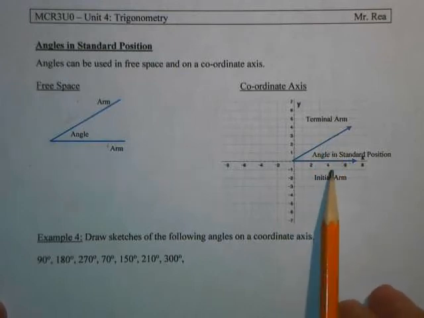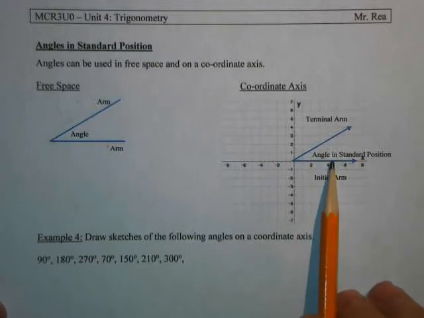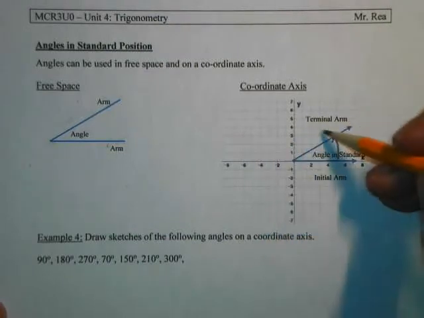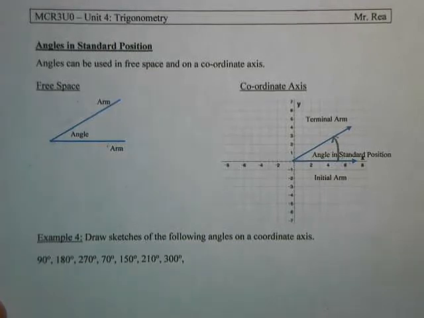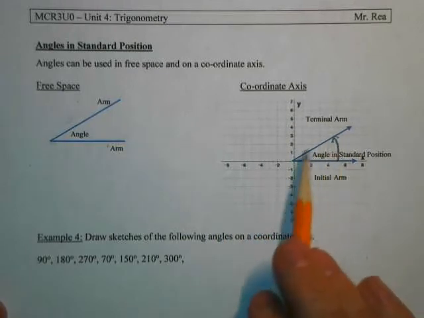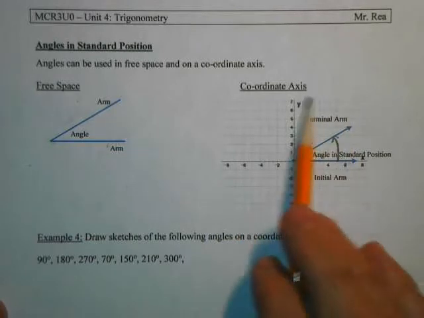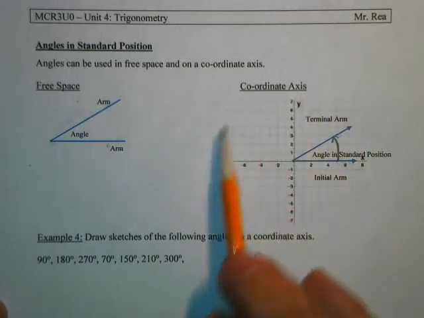So initial arm, terminal arm: this is the beginning, this is the end. We always start measuring our angle from the initial arm to the terminal arm, but one important concept is that we always go counterclockwise. So the angle is always measured going in this direction, not in this direction. We can go in the other direction, but it would be a negative angle. So this is an important concept for the next lesson. When we actually construct our unit circle, we will be working with angles on the XY grid, starting at the origin and working our way out all around.